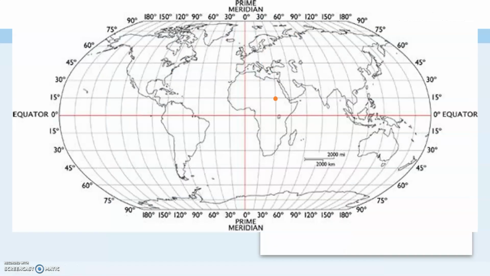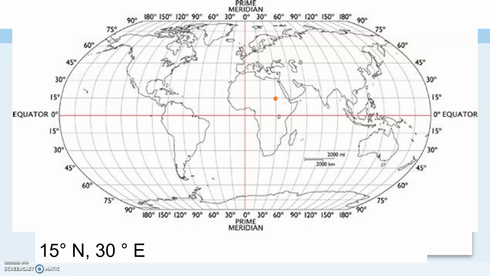Well, then you can also practice over here, this dot. What are you going to do first? Well, we know it's north of the equator, so it's on the northern hemisphere, and it's east of the prime meridian, so it's north and east. Well, first we're going to look at the northern part, so over here, this line, and we see that's 15 degrees, so we write down 15 degrees north. Then we're going to look at the longitude lines. Over here, go all the way down, and we see that it's 30 degrees east, and that's how we're going to write it down. 15 degrees north, 30 degrees east.